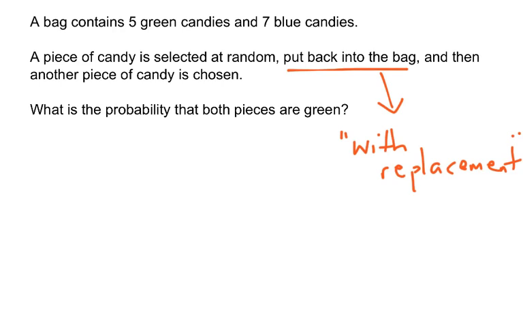We want to know what's the probability that both pieces are green. We're going to find out the probability that the first one's green, find out the probability that the second one's green, and then multiply those together. So we start out by finding the probability that the first one is green. Well, remember, probability is successes over outcomes. First thing we need to know here is how many outcomes do I have? Well, my bag contains 5 greens and 7 blues. So altogether I have 12 pieces of candy in the bag, and that's my total number of outcomes.